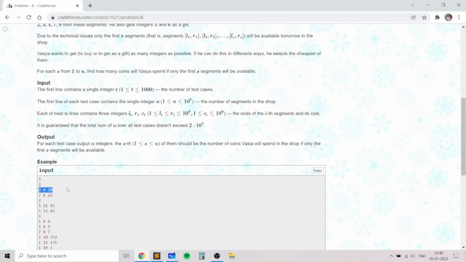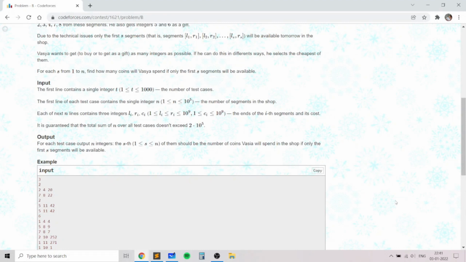So for example, let's say that we had 2 segments. Initially we had the segment 2 to 4 with cost 20. Then we need to print that the number of coins for the first segment will obviously be 20, and if we add one more segment from 7 to 8, then we need both of these, so 20 plus 22, which is 42.